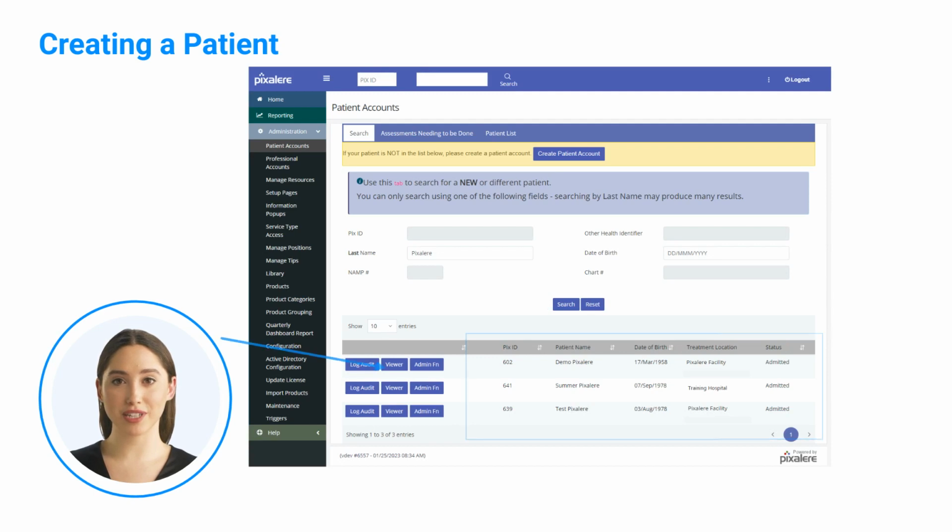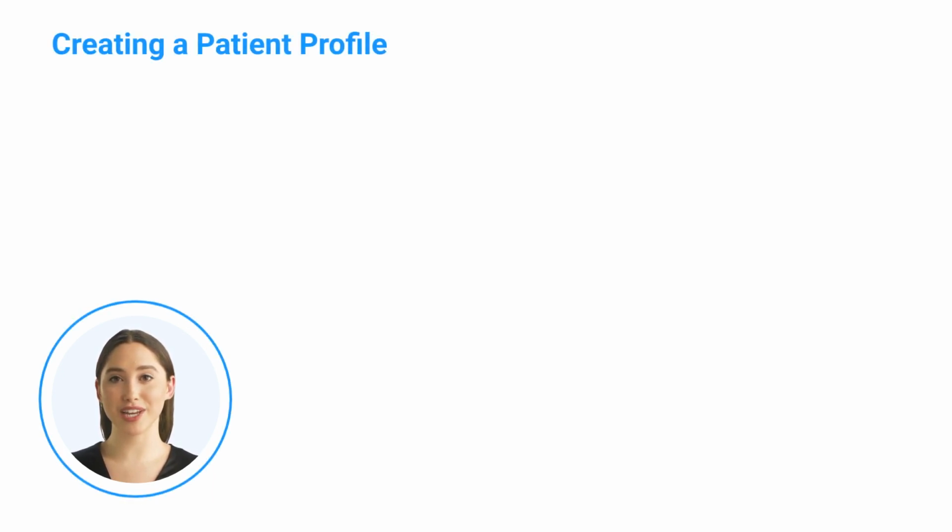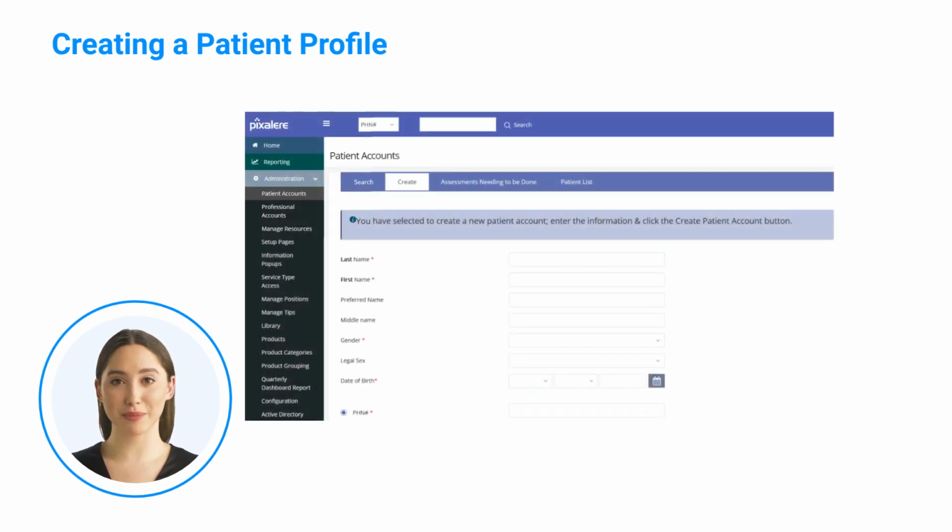You can now select one of the patients that match your search, or you can select to create a new patient account. When your search by last name does not match any patients already in Pixelr, you will see a tab has been added which reads Create Patient Account. Create your new patient by completing the page that opens.